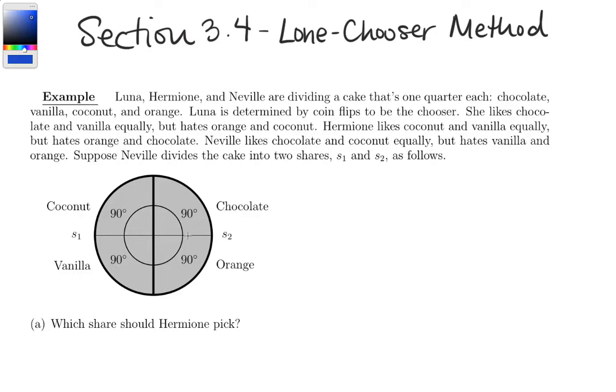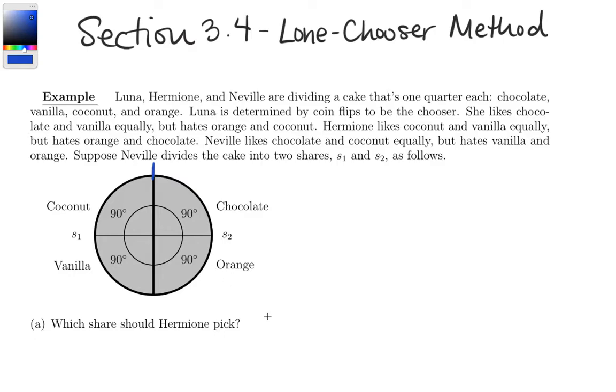All right, Luna is randomly determined to be the chooser, which means that Neville and Hermione are going to be the dividers. And we've got information about each of their preferences, and we are randomly determining that Neville is going to divide the cake first. So he cuts it right down the middle. So one slice is coconut and vanilla, the other is chocolate and orange.